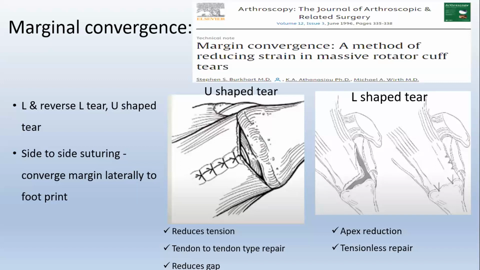Burkhart in 1996 invented marginal convergence. That is, in case of L or reverse L tear shape or U shape, we have to approximate the anterior and posterior stump, and side-to-side suturing is to be done, thereby bringing the medial stump to the footprint laterally. By doing this, it reduces the tension, and tendon to tendon repair is possible, and it reduces the gap. In case of L-shaped tear, apex reduction can be easily done, and it also brings about the tensionless repair.